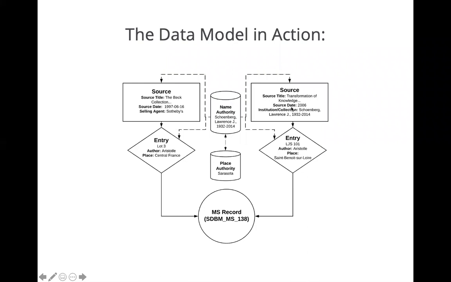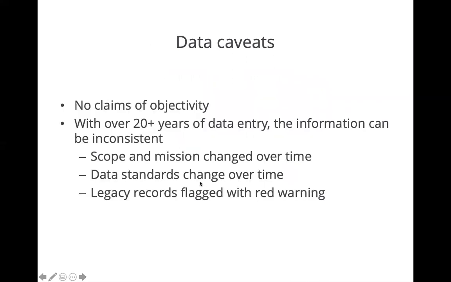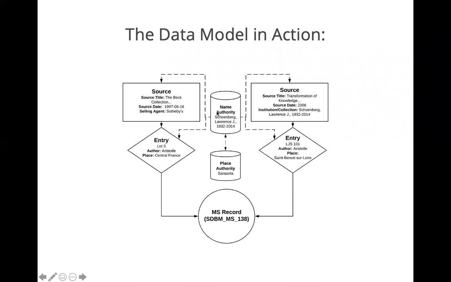So then in 2006, in Larry's collection catalog, we see the same manuscript described again. It now has a new shelf mark, LJS 101. And so in the database, we've linked these two entries via a manuscript record here, which I'll show you live in the database in a second. And then throughout these records, Larry Schoenberg's authority file exists, as well as a link to Sarasota, which is where his collection was based when he owned this manuscript.